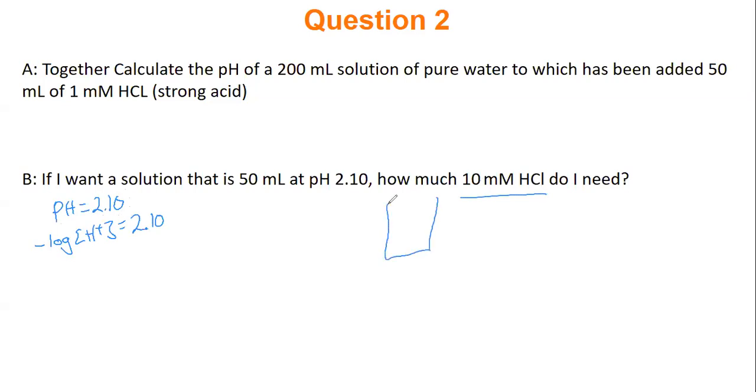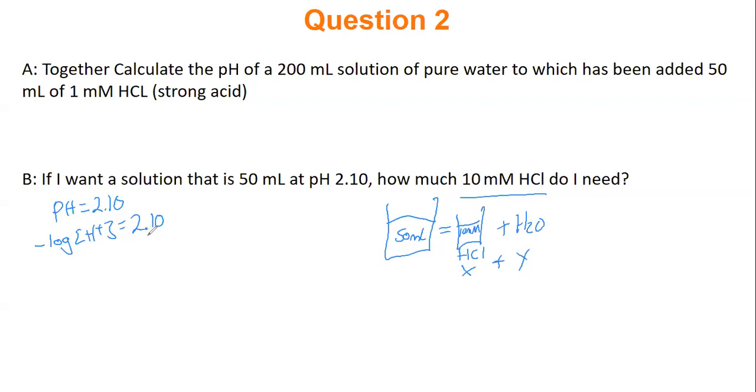So if I go to my pitcher, my final volume is 50 milliliter. I'm going to create this by taking 10 millimolar HCl plus water. I just don't know what concentrations I need to make that. So that's why they're X and Y. So I'm gonna start by asking, okay, how much H plus do I need to get?